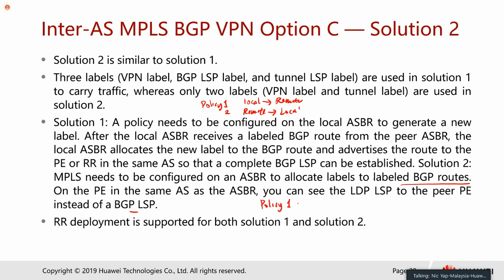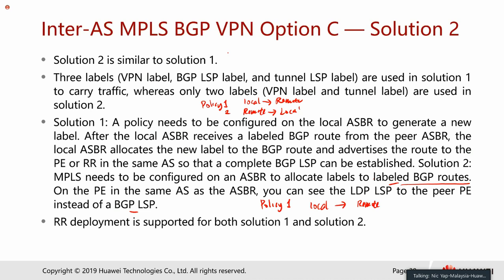Just policy number 1, I will just need to have a local to remote. When the remote AS receives this, they will do the labeling based on the BGP route. The labels are based on the BGP route that you are forwarding. So it means that right now the BGP LSP is only between the ASBRs.